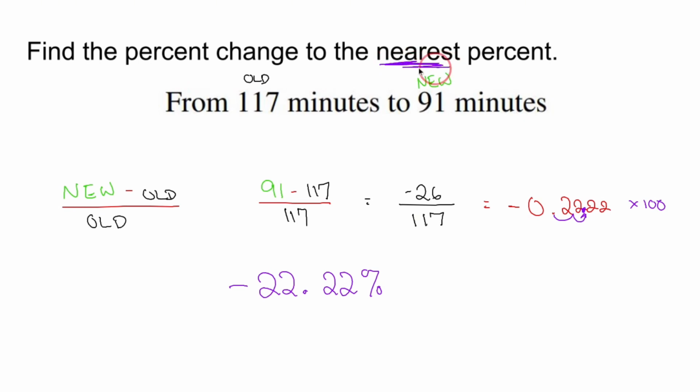Are we going to circle that and call it a day? No, because they want us to round it to the nearest percent. So negative 22.22 is closest to negative 22%. And that's what we're going to call it.